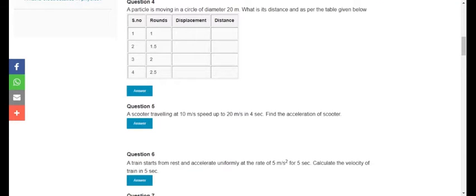In question number 6, it is said that a train starts from rest and accelerates uniformly at the rate of 5 meter per second square for 5 seconds. Calculate the velocity of the train in 5 seconds. All of you just take 5 minutes time and try to do these sums. These three sums, I want you to honestly give a try. These sums are very easy. 5 minutes is more than sufficient to solve these three sums.